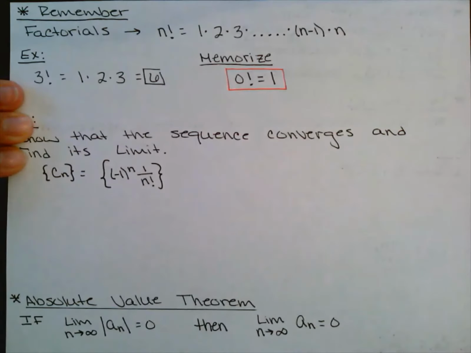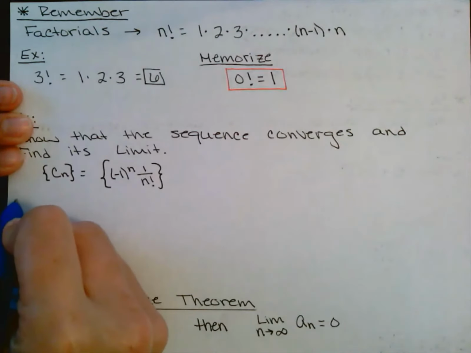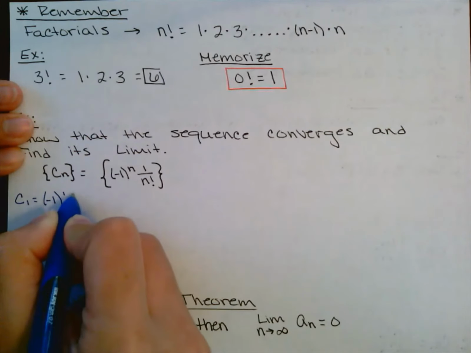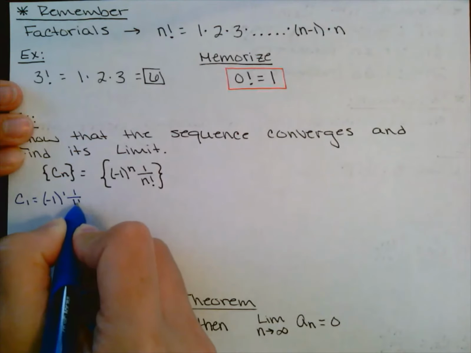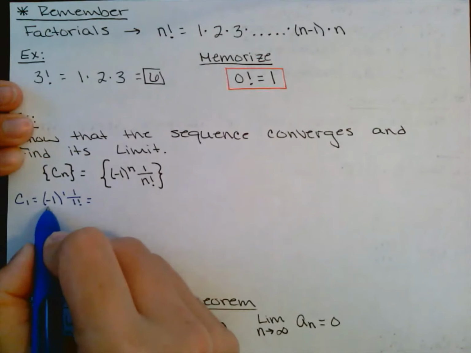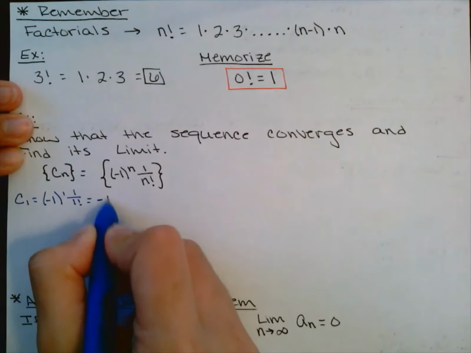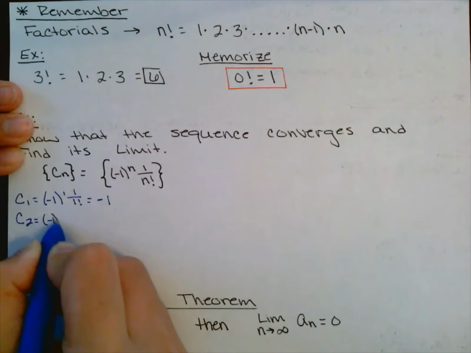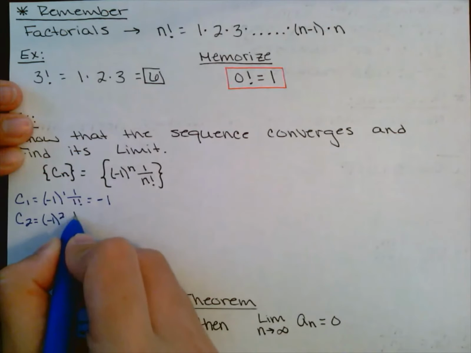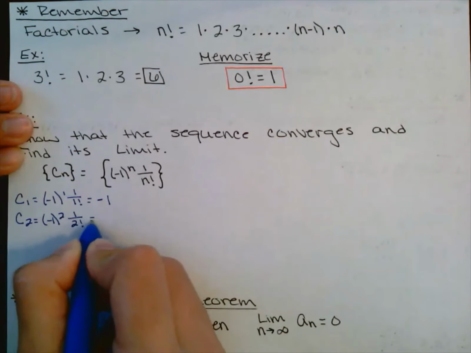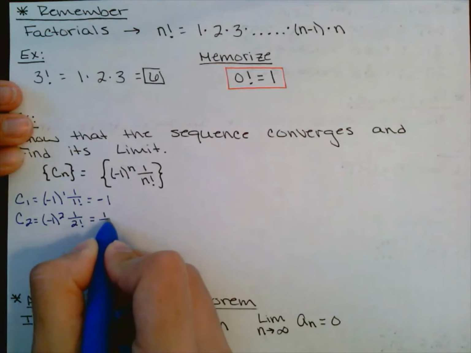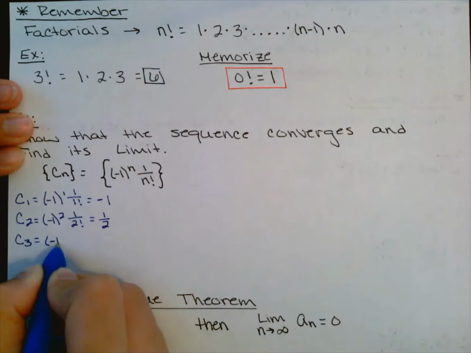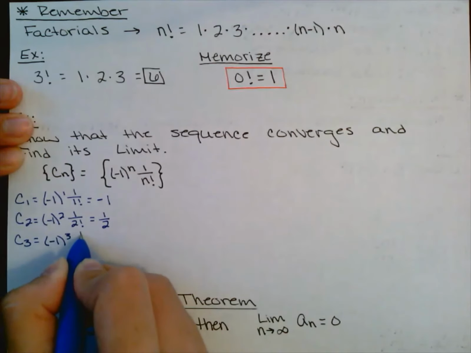So let's start off by just looking at what the pattern looks like if I check the first few. If I say c sub 1, I get negative 1 to the first power times 1 over 1 factorial, okay? This is going to be a negative, and 1 over 1 factorial is going to be 1. C sub 2, negative 1 to the second power, is going to make it positive, and then 1 over 2 factorial, 2 times 1 is just 2. So positive 1 half.